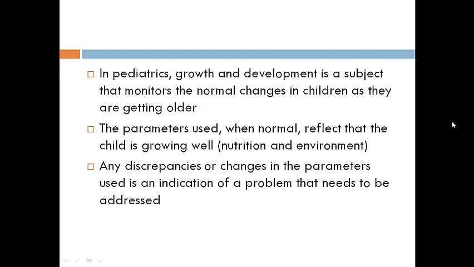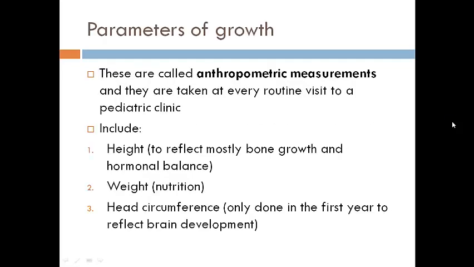and each parameter will reflect a specific thing. The parameters of growth that are used to monitor the development of children and their growth are called anthropometric measurements. They are taken at every routine visit to a pediatric clinic. Whenever the parents take their child to the pediatrician, there are certain measurements that he or she has to take at every visit to make sure that everything is going normally.